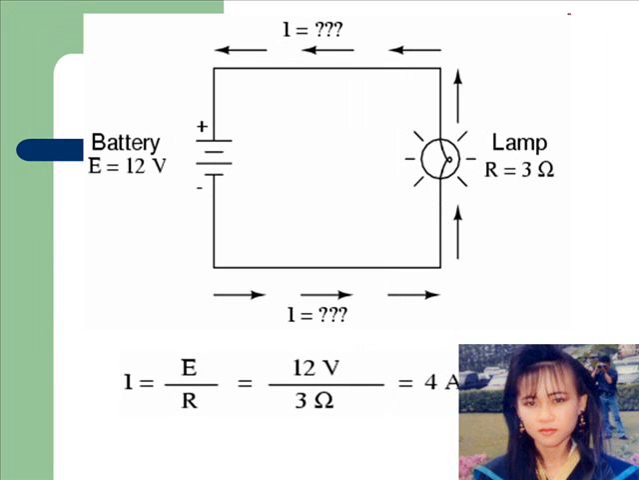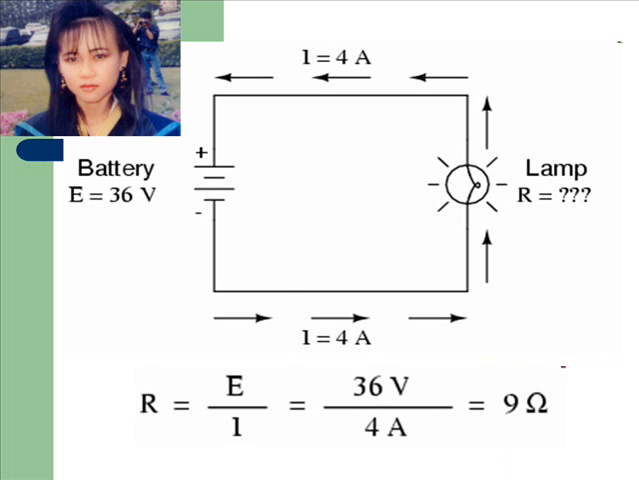In this first example, we will calculate the amount of current I in a circuit. Given values of voltage E and resistance R, what is the amount of current I in this circuit? In this second example, we will calculate the amount of resistance R in a circuit. Given values of voltage E and current I, what is the amount of resistance R offered by the lamp?